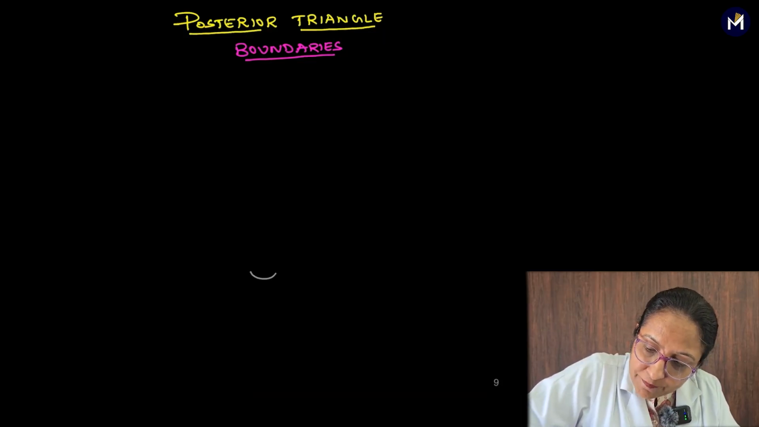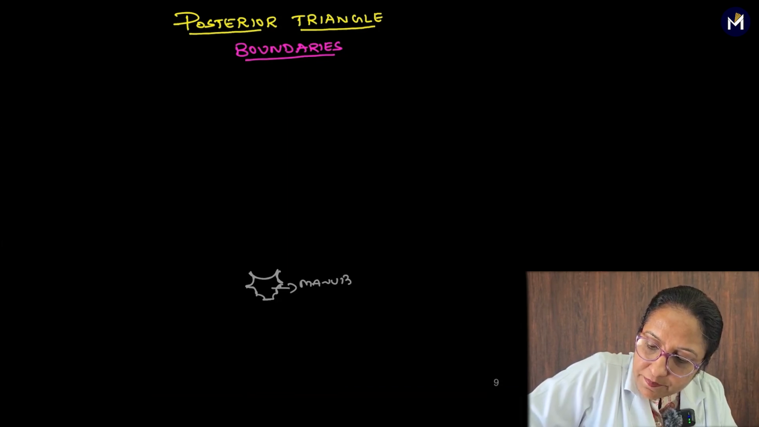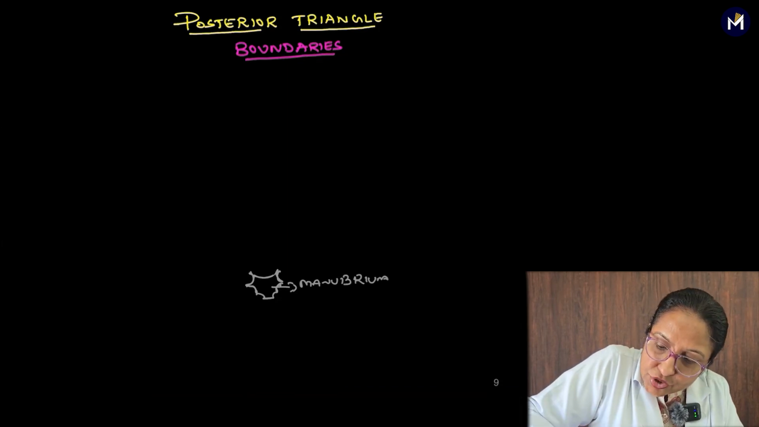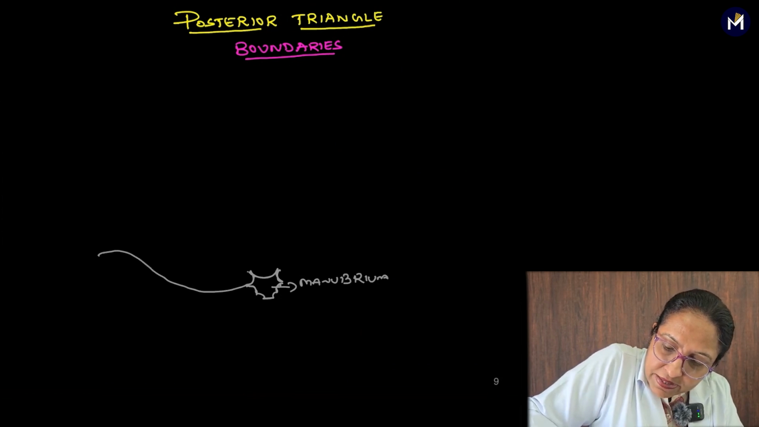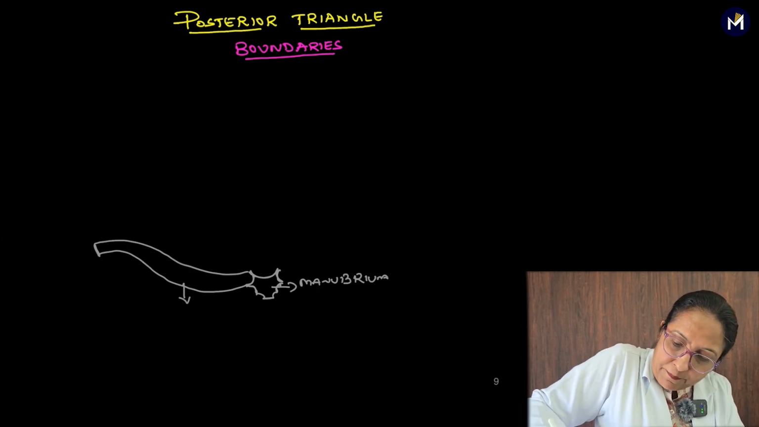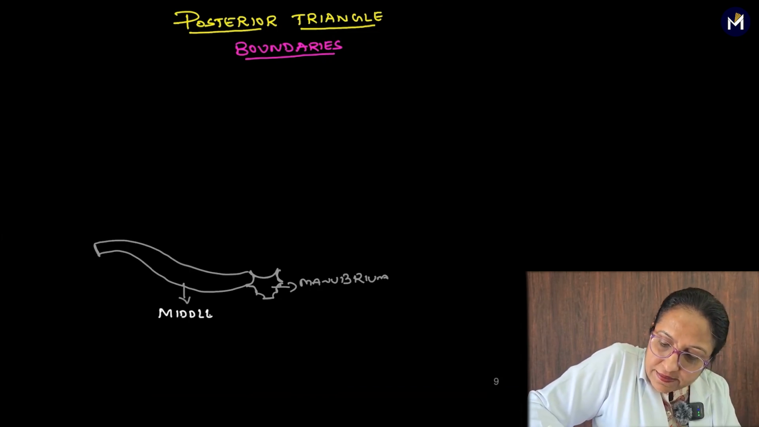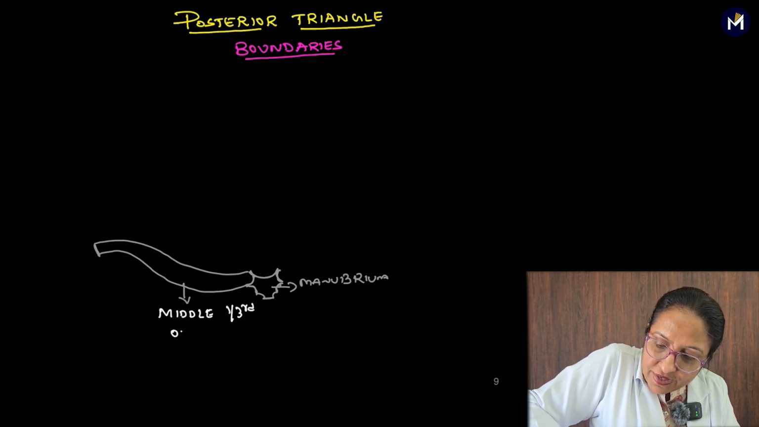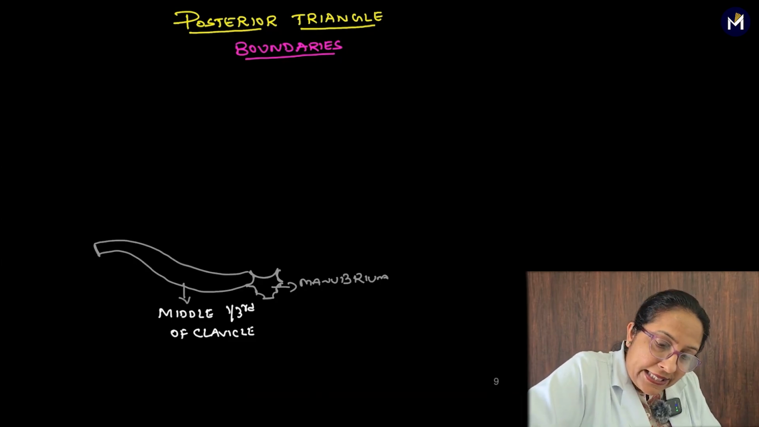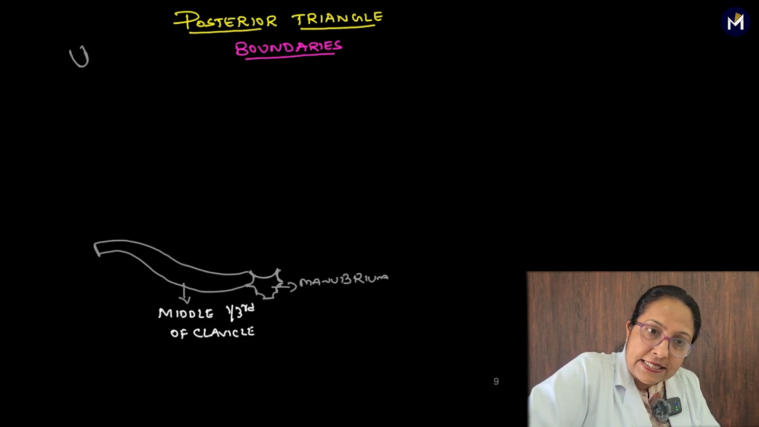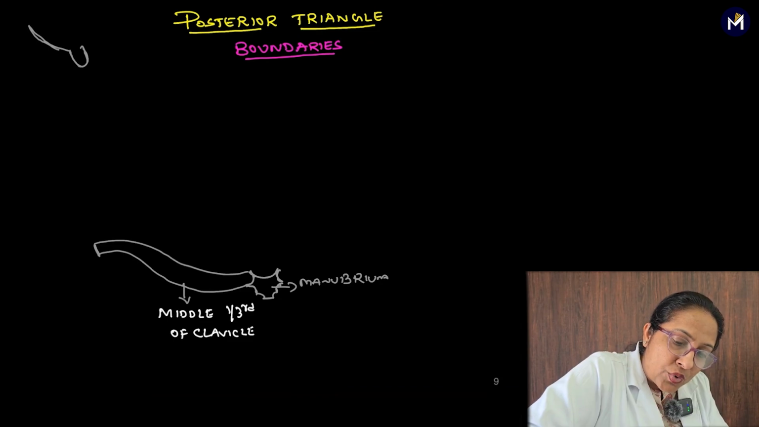Now, first draw the manubrium, because sternocleidomastoid takes origin from here. This is manubrium. Label this as manubrium. Then, draw the clavicle, because this is going to form the floor. So, label this as middle 1/3 of clavicle. Then, draw the key bone here. This is mastoid process, and this is superior nuchal line.